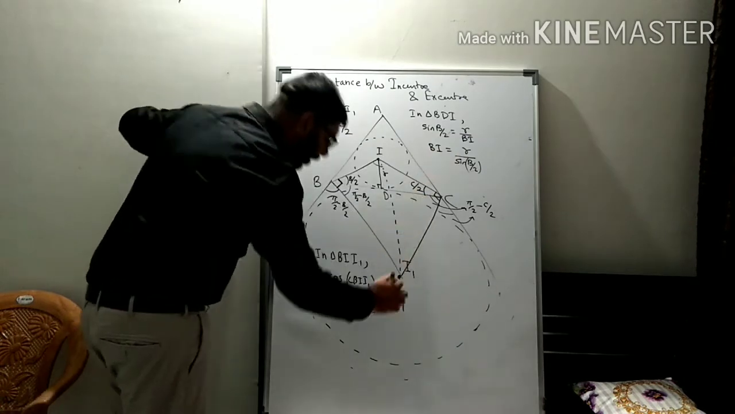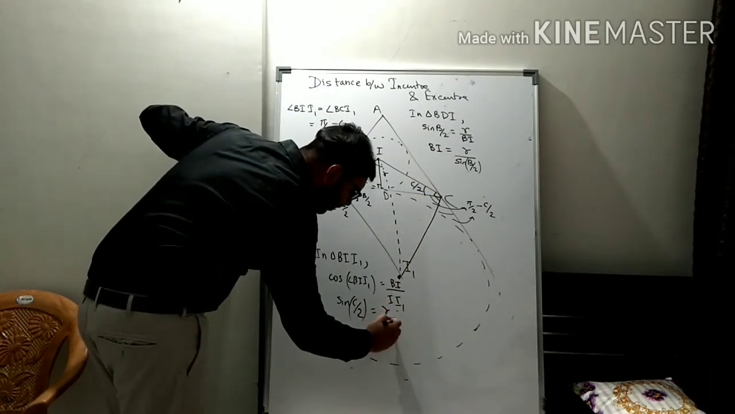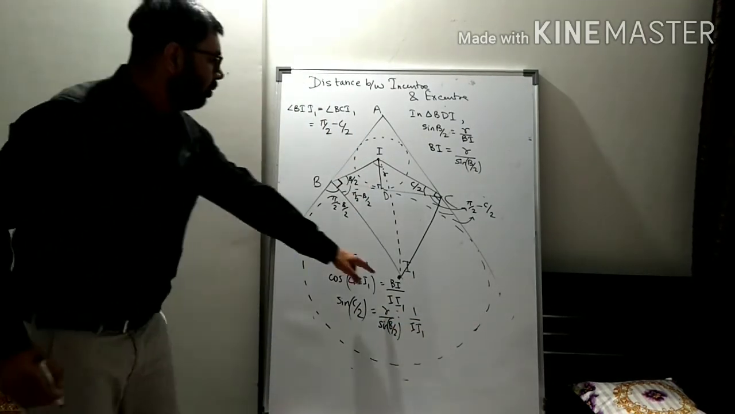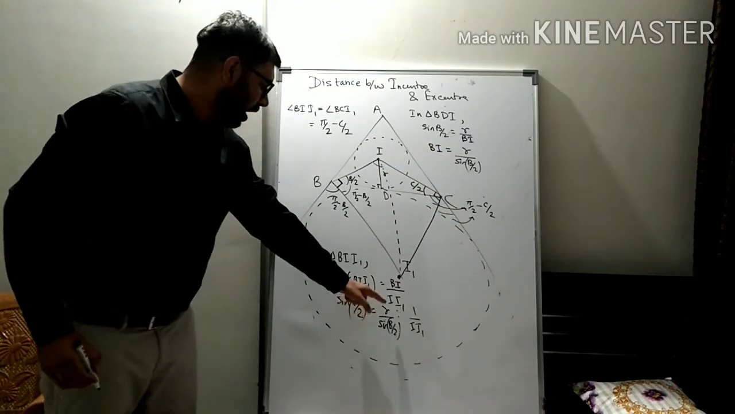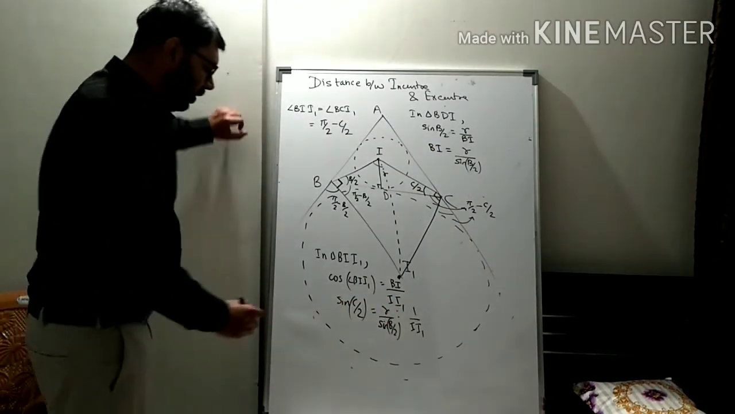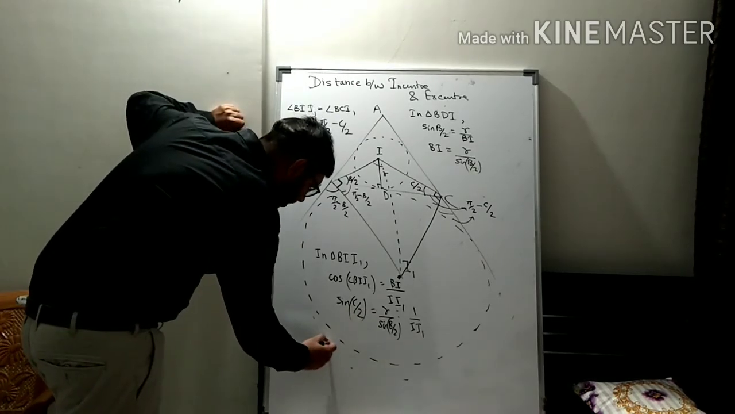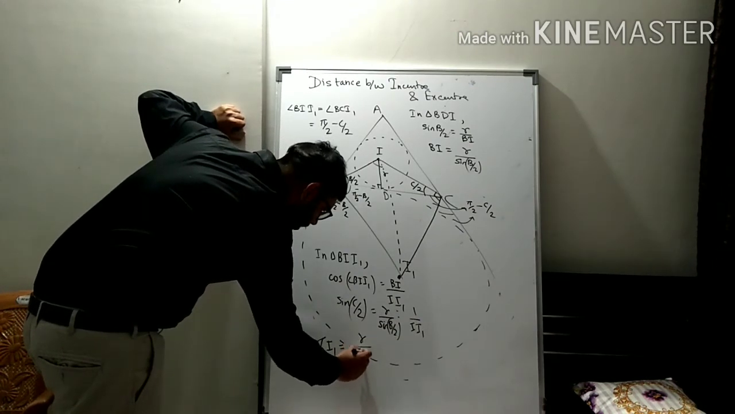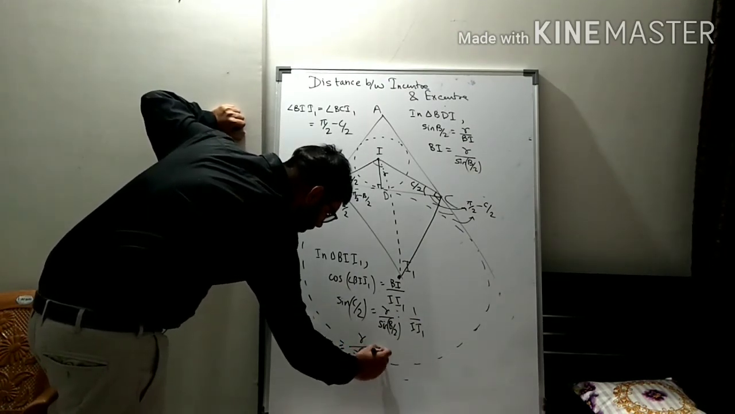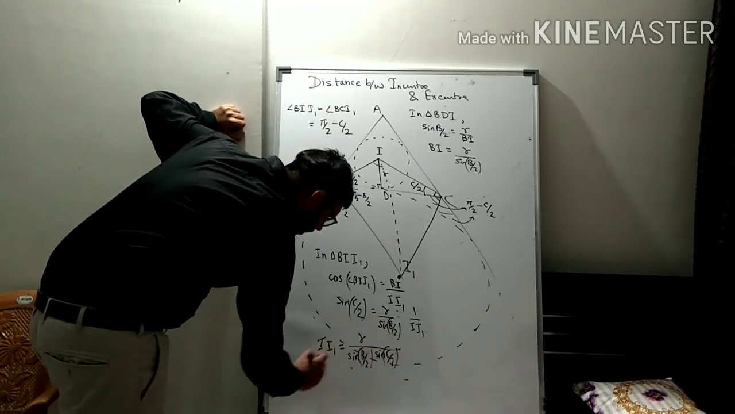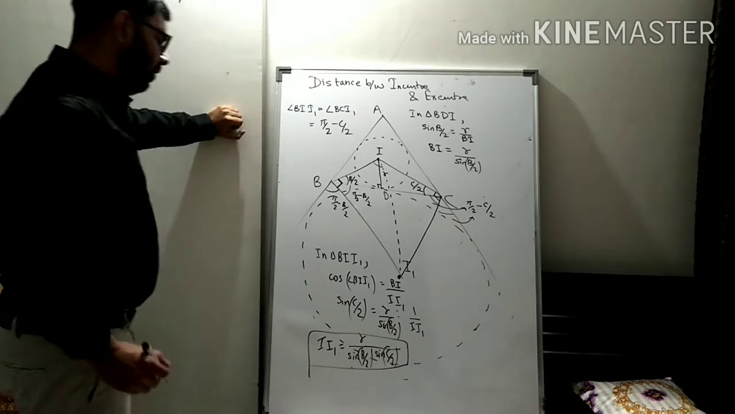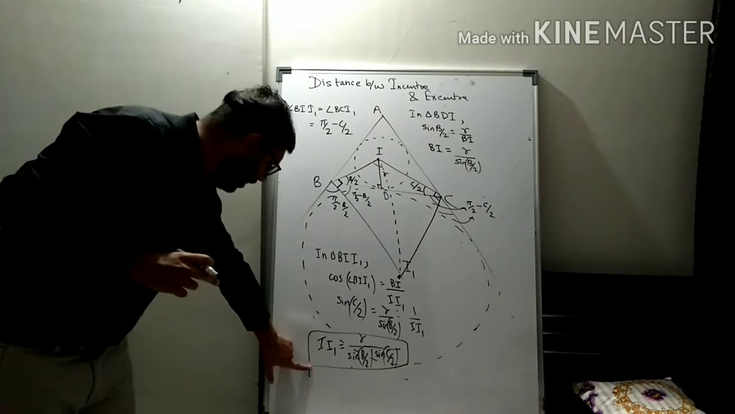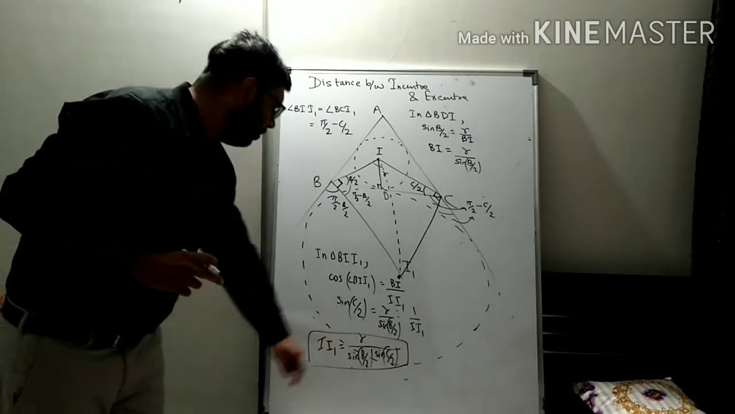Now BI I already calculated earlier. It is R upon sin B by 2, and then divided by II1. In place of BI I wrote this expression R upon sin B by 2. So using this result we get the distance II1 is equal to R upon sin B by 2 into sin C by 2. So this is how you calculate the distance between incenter and excenter.